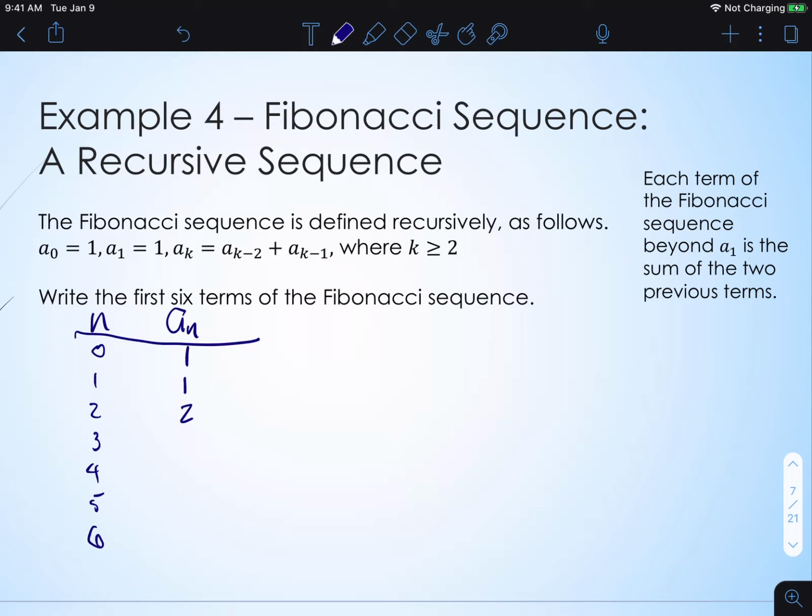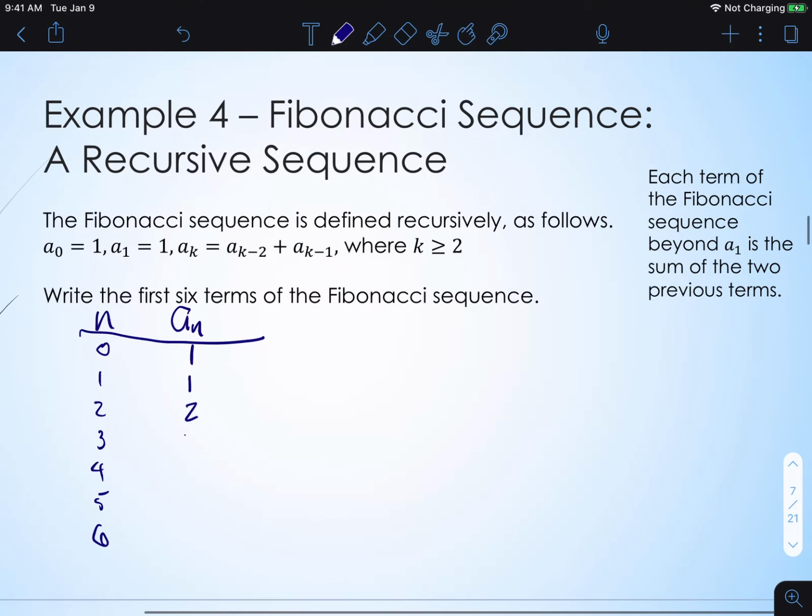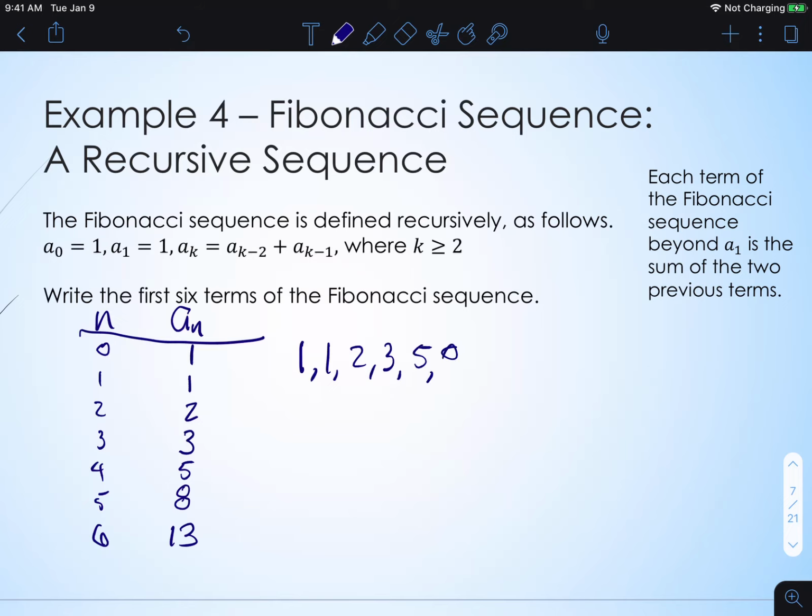So for a sub 3 then, a sub 3 is going to be 2 plus 1, which is 3. And a sub 4 is going to be 2 plus 3, that's 5. And a sub 5 is going to be 5 plus 3, that's 8. And a sub 6 then is going to be 8 plus 5, which is 13. So if you look at the Fibonacci sequence, you'll see 1, 1, 2, 3, 5, 8, and 13.